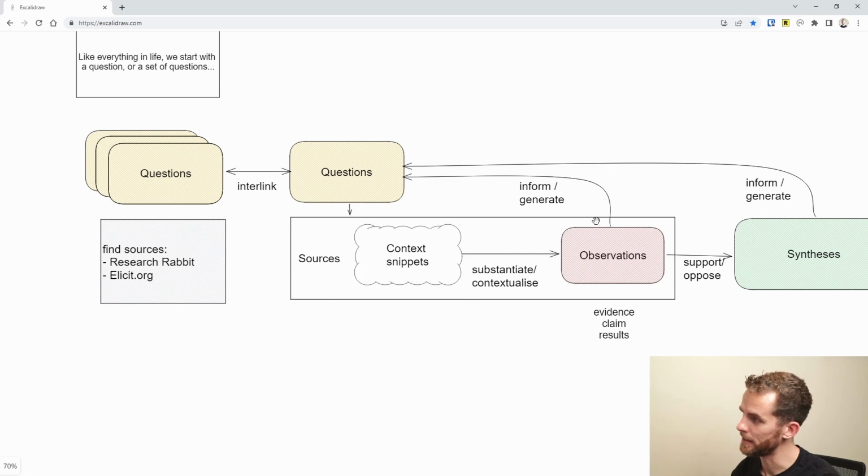And as you see here, this little line goes and informs and generates more questions, which then I take back to my sources, or I interlink those with other questions. It's all this iterative, nonlinear environment.